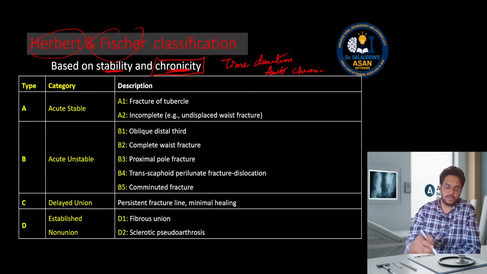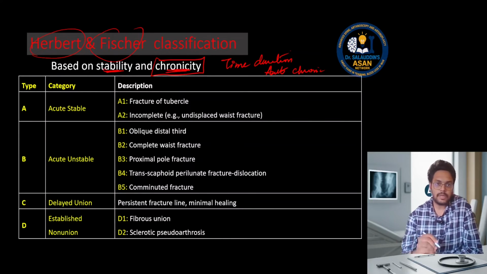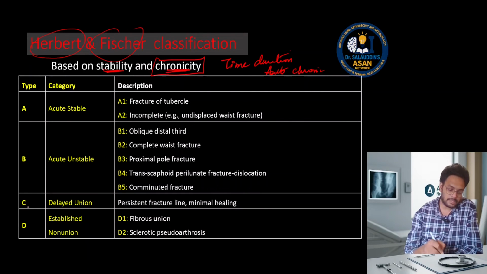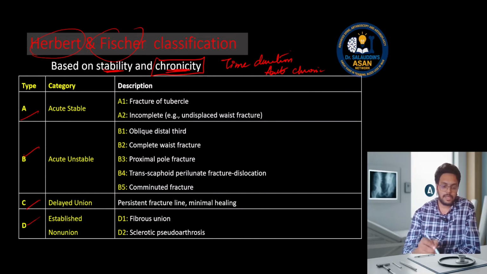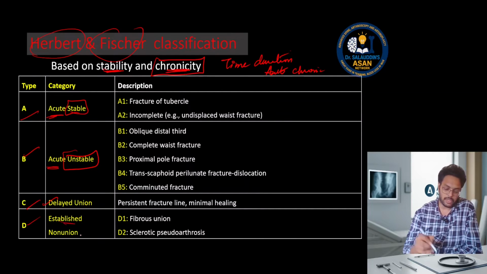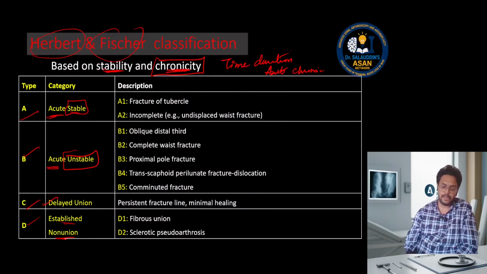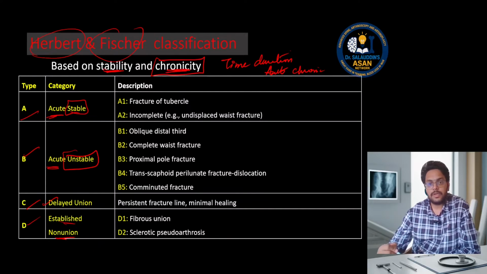Okay, so here simply Herbert and Fischer divides it as A, B, C and D. So A is acute, that too stable fracture. B is acute unstable fracture. C is delayed union and D is established non-union. Okay. Can anyone tell me what is the difference between delayed union and established non-union?